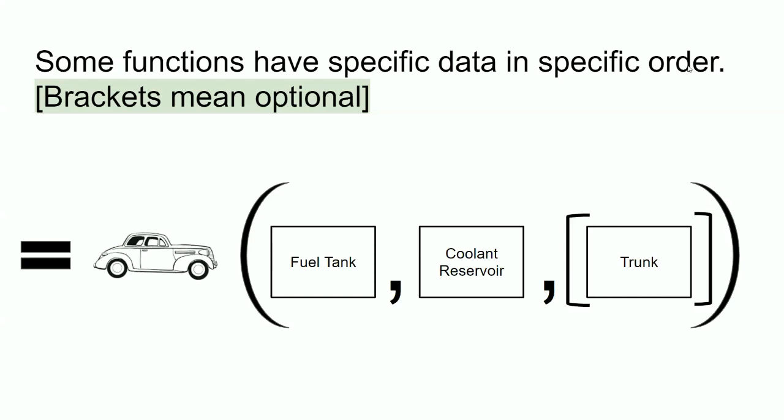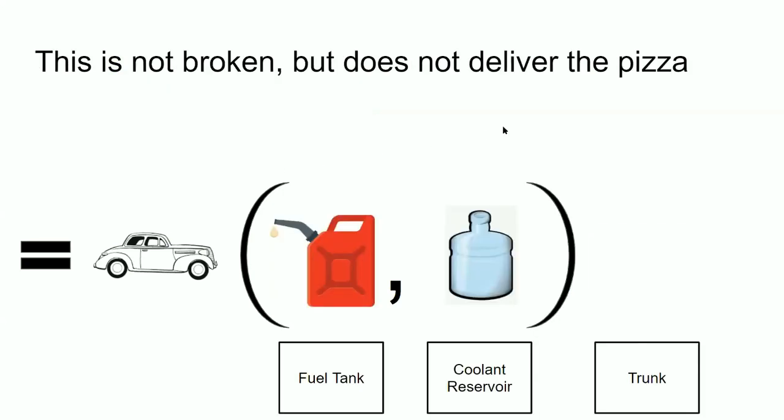So for our example, we have a car. The car has a fuel tank, which takes fuel, a coolant reservoir, which takes coolant, and a trunk, which can hold items. Okay? Now, it needs each of those things in each of those places. If we decided not to put things in the trunk, that's fine, remember, because that had brackets, so that means it's optional. Nothing's broken with your car if the trunk is empty. No big deal. If the gas tank's empty, your car will not run. If the coolant reservoir is empty, it will not run for very long.